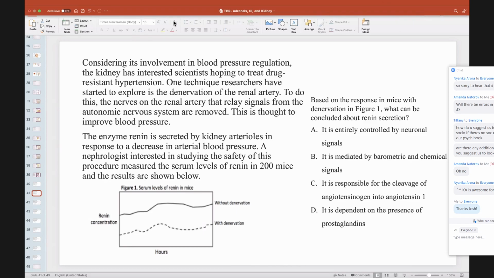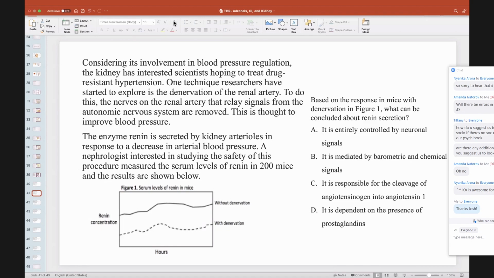Okay, so a lot of people got this. Usually the answers I get are between A and B, but a lot of them are overwhelmingly B today. So let's go through this. Based on the response in mice with denervation in figure 1, what can be concluded about renin secretion? When we see passages that say based on the response of mice with denervation in figure 1, only choose things that can be deduced from figure 1. A lot of these types of questions will have a true statement hidden in the answers, but it's not something that you can deduce from the figure.